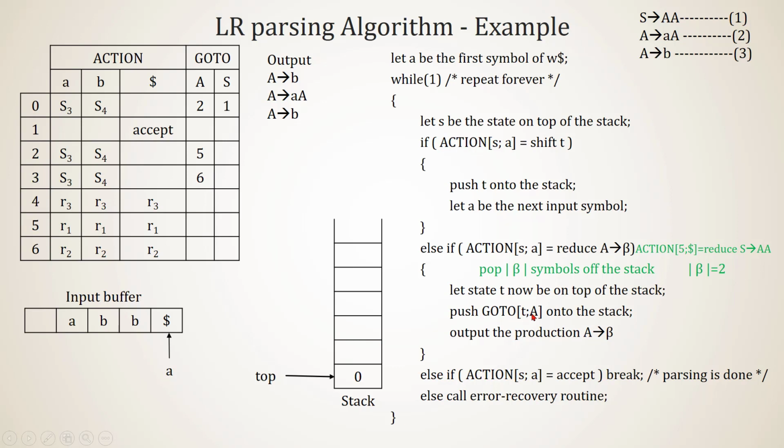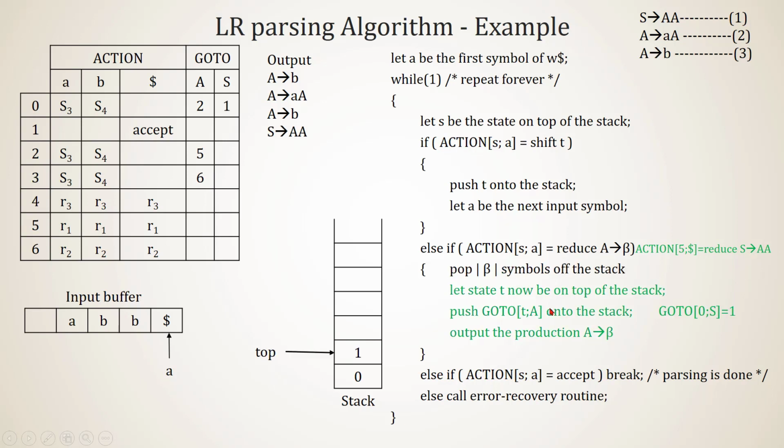Push goto T comma A. And actually the value of A is S. In the algorithm it is A raised beta, but in the actual case it is S raised AA. So goto 0 comma S is 1. Under goto, 0 comma S is 1, so that S is pushed to the stack. Output the production A raised beta. Here the production is S raised AA, that is printed as output.